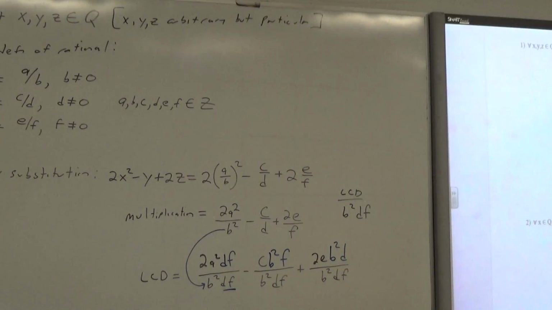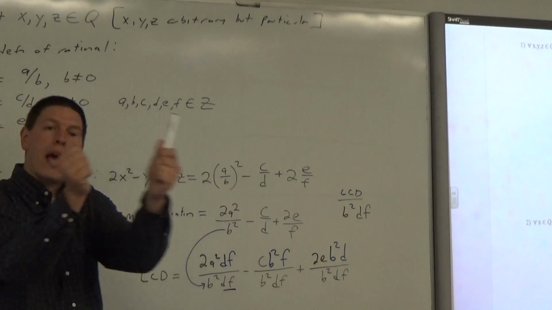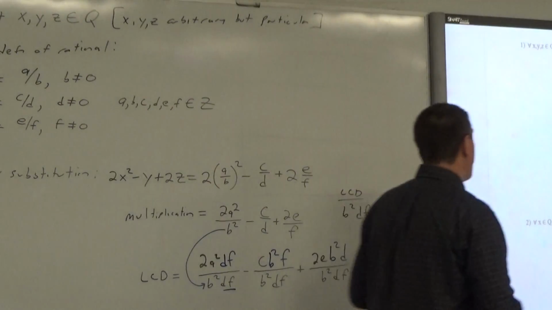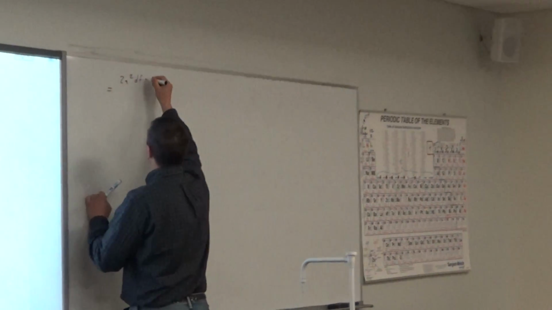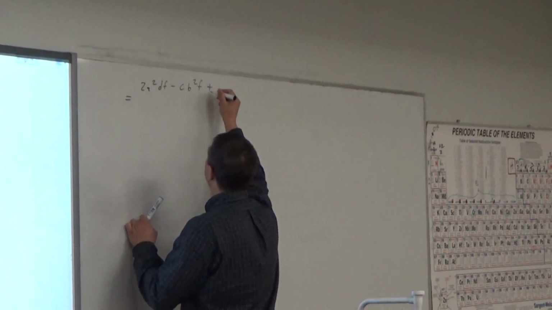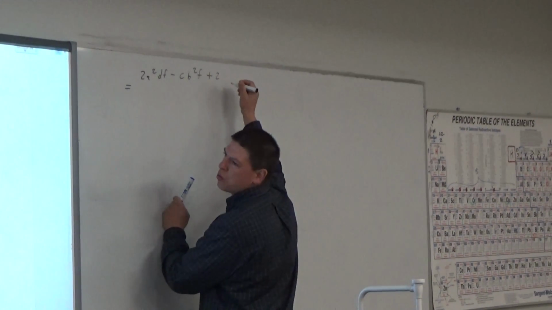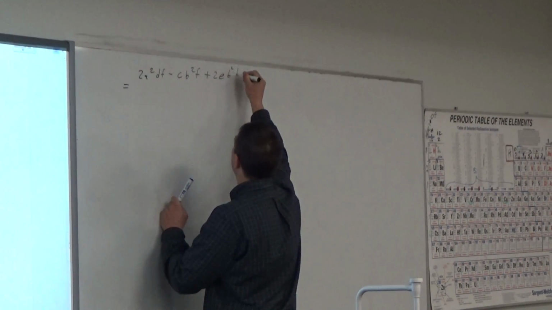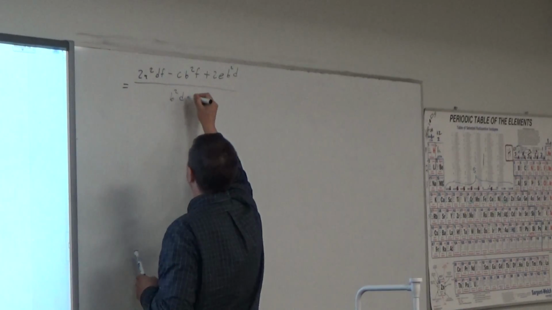All right. Andre, I think you said let's just make it into one mega fraction, and you could have done that. I just wanted to make sure it was perfectly clear going from one step to the next. So that's our next part. We're just going to make this into a huge mega fraction. So this is going to be equal to 2a squared df minus cb squared f plus 2eb squared d, all over the common denominator of b squared df.